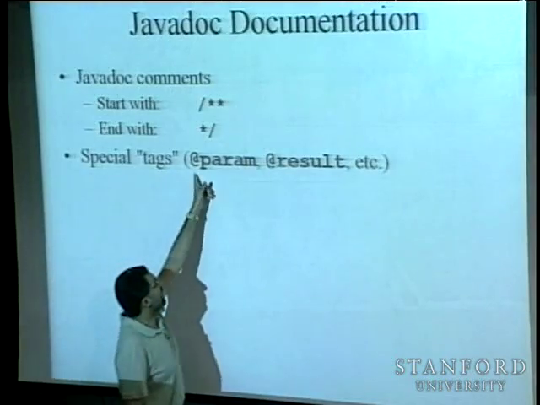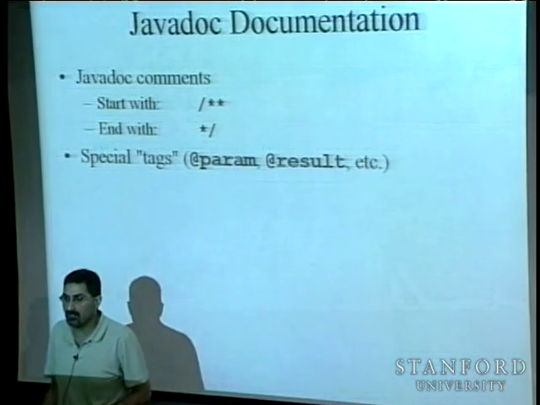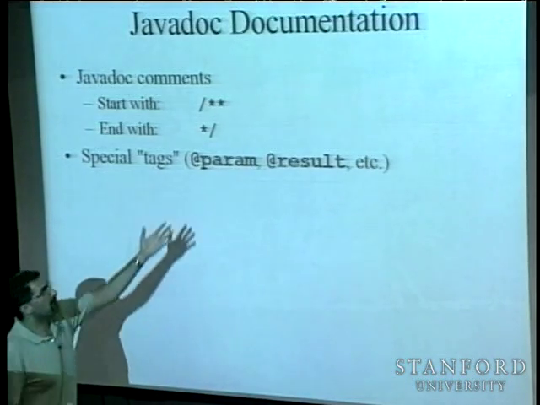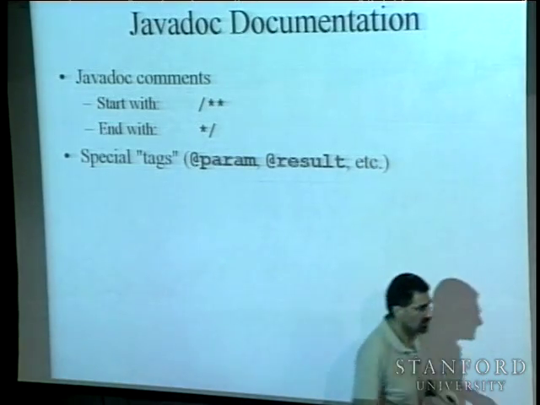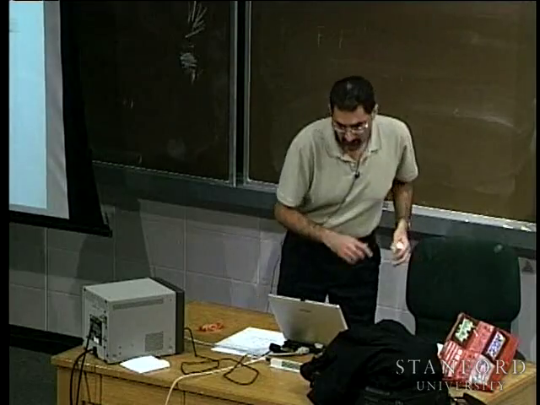So there are some special tags like @param or @result that specify what is a parameter of the function you're writing, or the result if the function is actually returning something. And I'll show you examples of that right now.